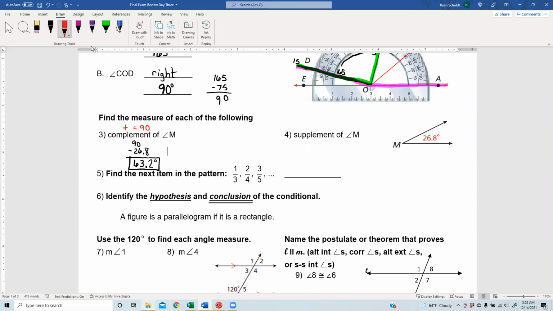Supplement of angle M for number 4. Supplementary angles add to equal 180. So we have to do 180 minus 26.8. It's going to be 153.2 degrees.